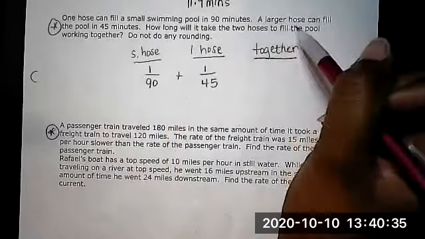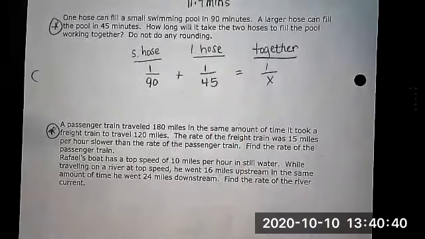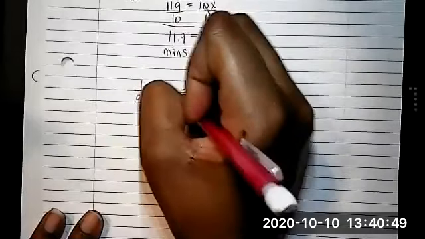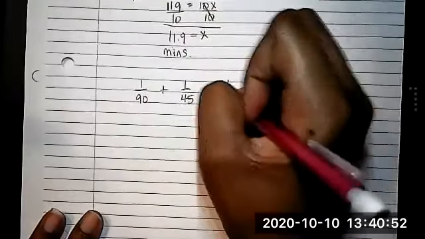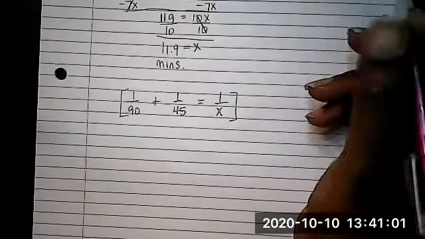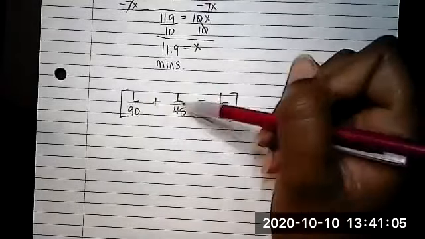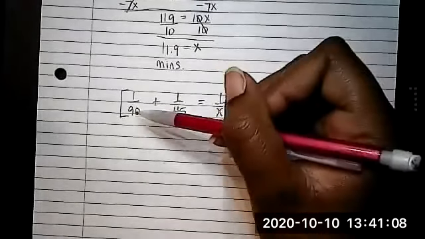How long will it take the two hoses together to fill it? 1 over x. We don't know how long it will take. Okay, let's write that down. We said 1 over 90 plus 1 over 45 equals 1 over x. We don't know how long it will take them together to do it. Okay, so LCD, least common denominator, it looks like it's 90 because 45 goes into 90. So 90x.